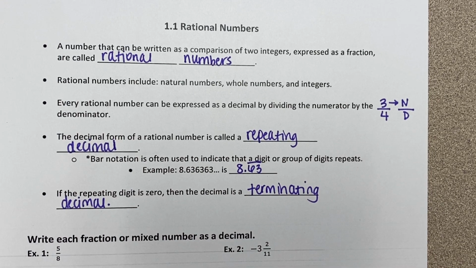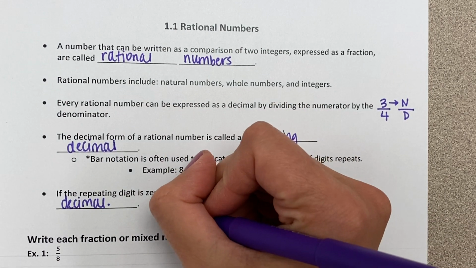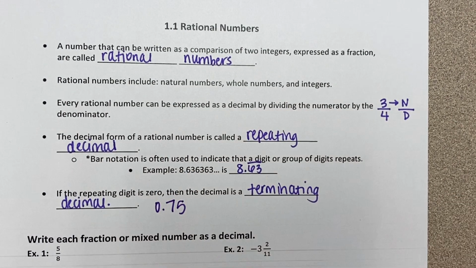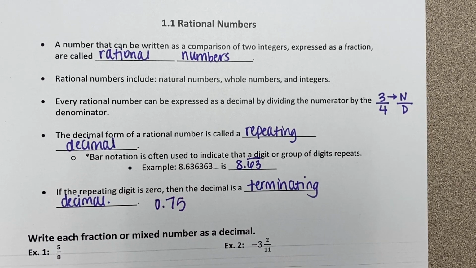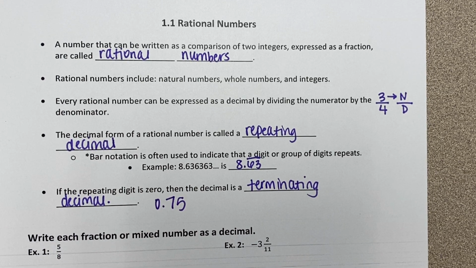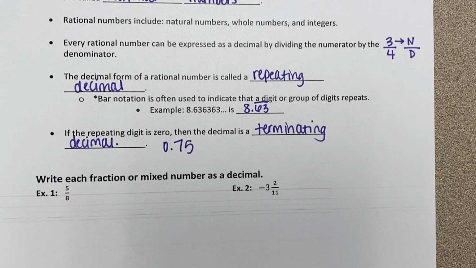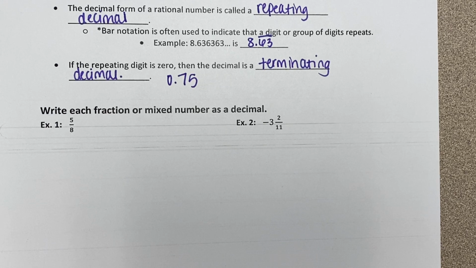If the repeating digit is 0, then the decimal is a terminating decimal. So for example, that would be 75 hundredths. That's technically a terminating decimal because it stops. It doesn't keep going like this one did. All right, so these are going to be questions you will see on your homework.